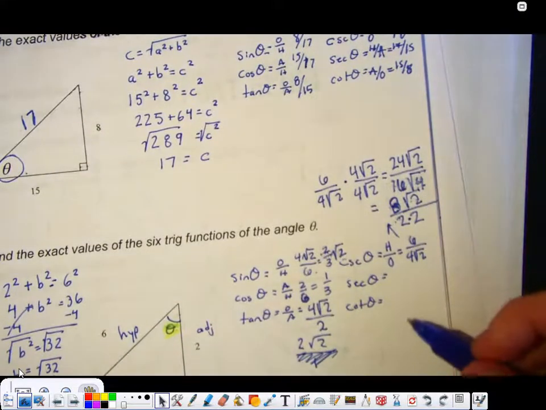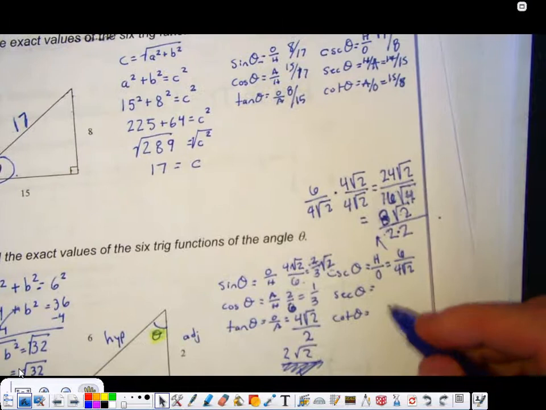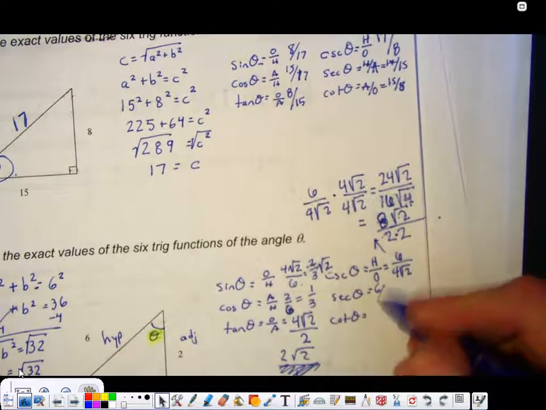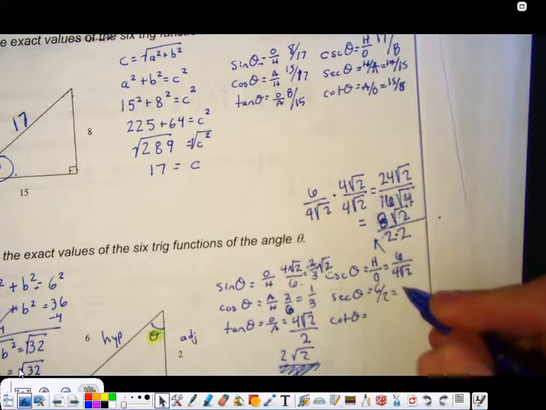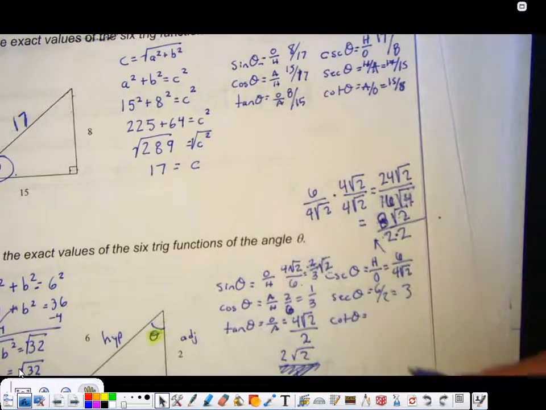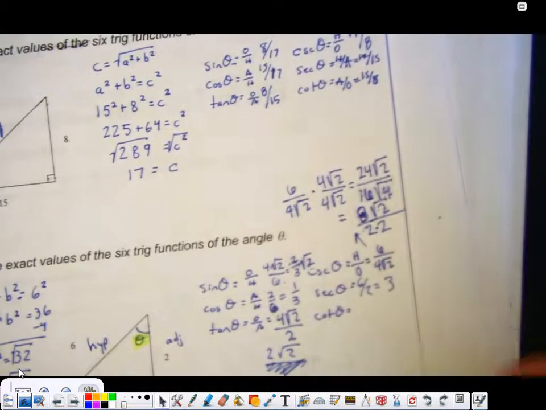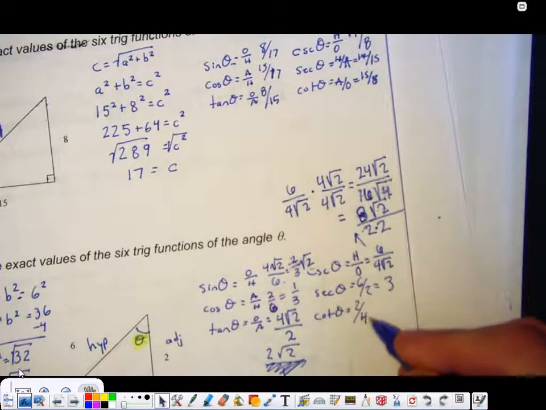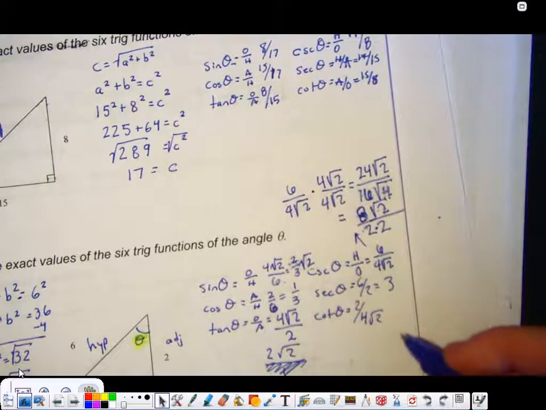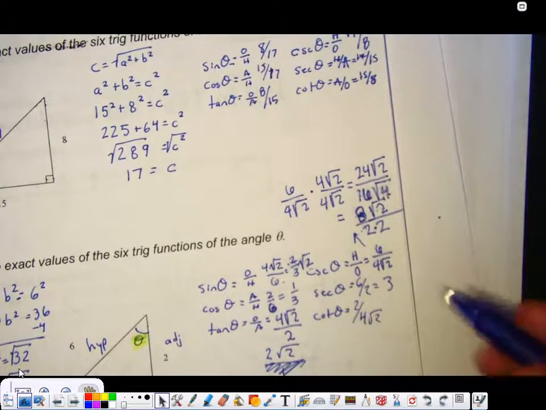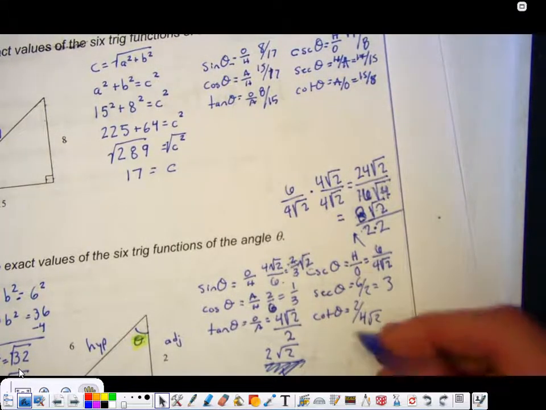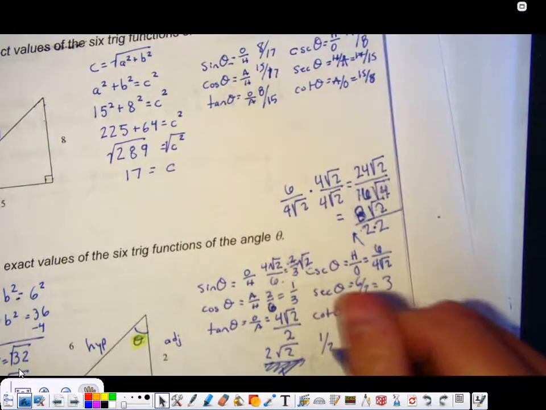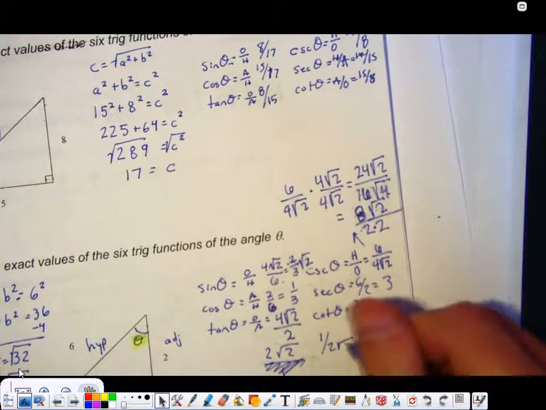Alright, and then for secant, this one's kind of easy, because it's just 6 over 2, which simplifies to be 3. And then for cotangent, this one's a little harder. We have 2 over 4 times the square root of 2. So you got to move the square root of 2 out of the denominator. So what I did first was I just simplified the 2 and the 4 to make it kind of easier. So it's 1 over 2 times the square root of 2.